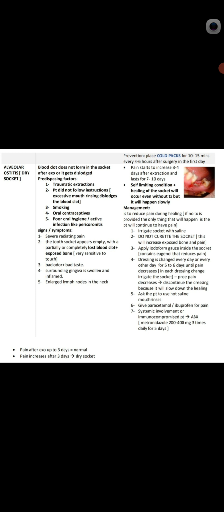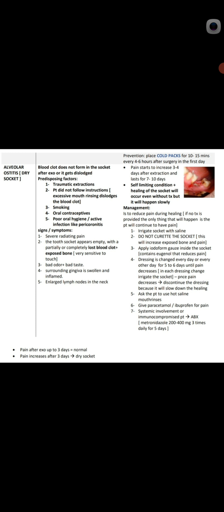Now, what is alveolar osteitis? The second name for dry socket is alveolar osteitis, you should remember. Now, how does dry socket or alveolar osteitis occur? Blood clot does not form in the socket after exodontia, or it gets dislodged. Meaning when we extract the tooth, after that there is blood clot formation, but in dry socket or alveolar osteitis, blood clot does not form in the socket after extraction, or it is dislodged.